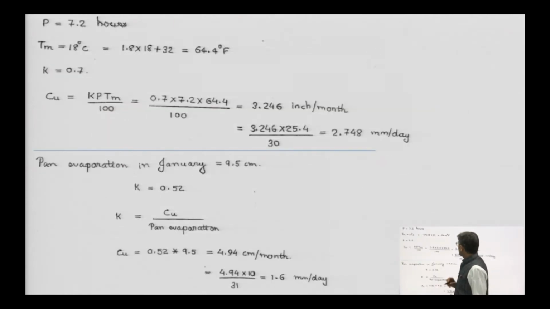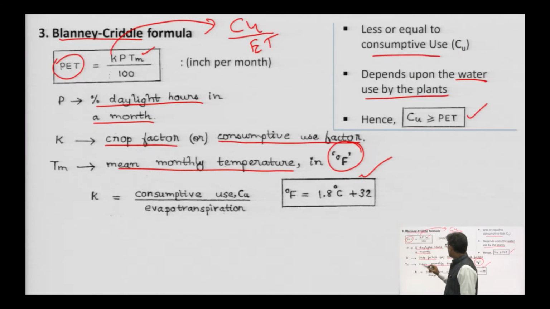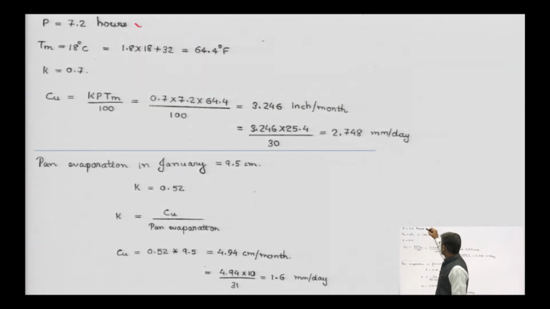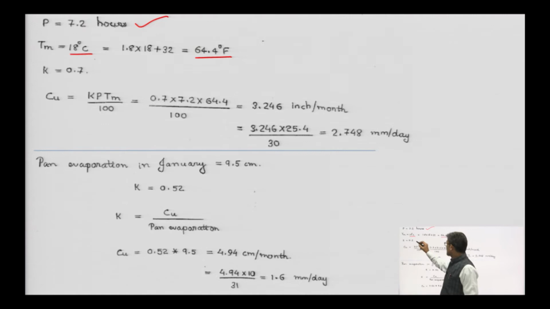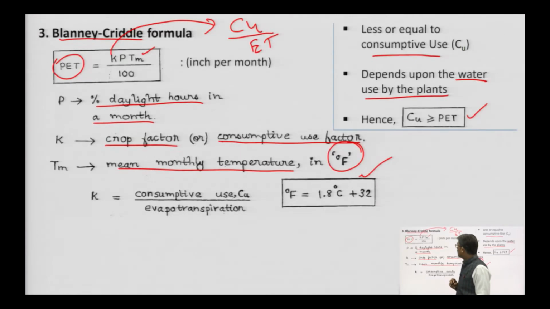Let us take an example. The value of P, the percentage daylight hours in a month, is 7.2. Tm is 18 degrees centigrade, that is, in Fahrenheit it is 64.4. Using that relation we can convert it. K, say it is 0.7, then what will be the value of PET?